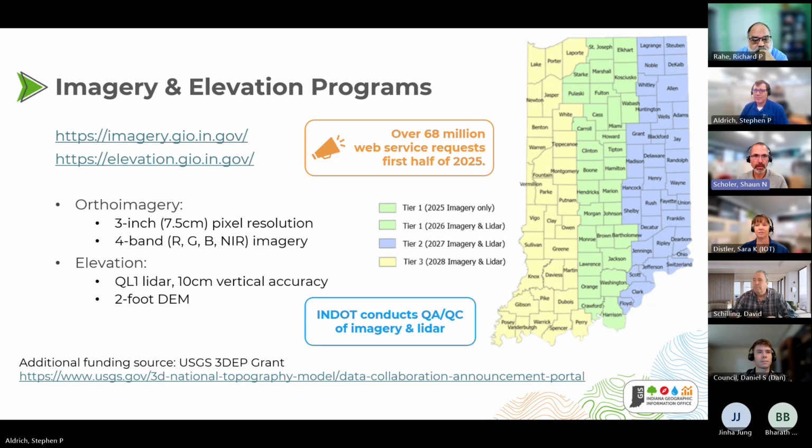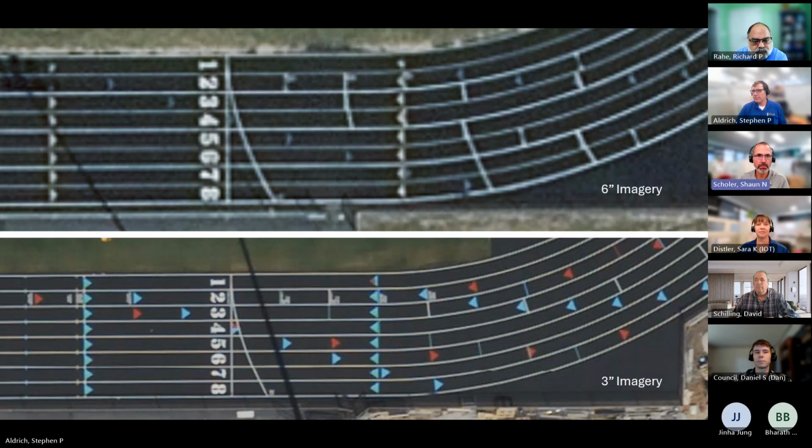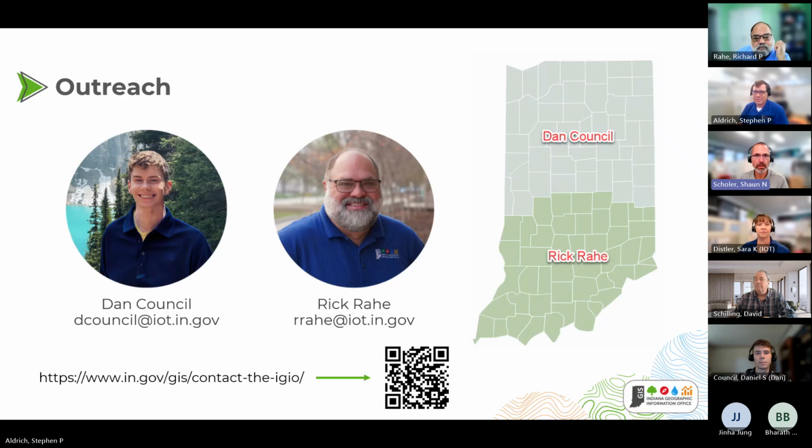And then also we have the LiDAR. There are some benefits to seeing 3-inch as opposed to 6-inch. It's a lot more clarity, especially in urban settings, and even in rural settings, being able to differentiate objects out in rural Indiana. All right, hand it off to outreach.